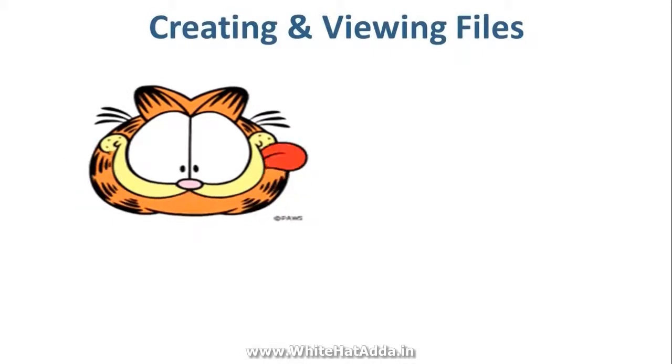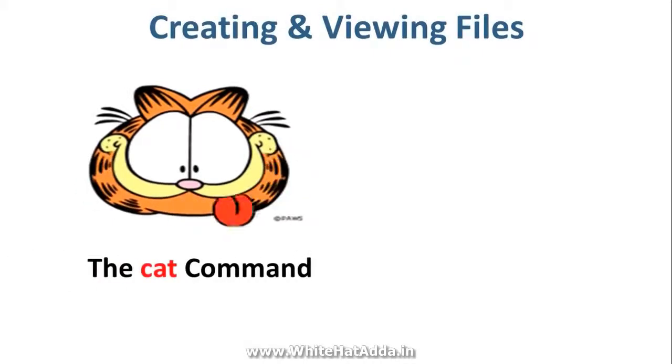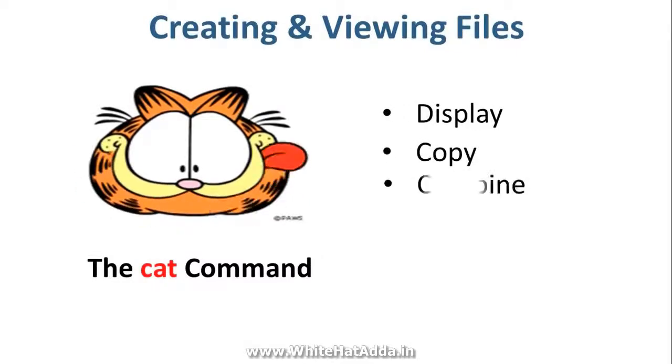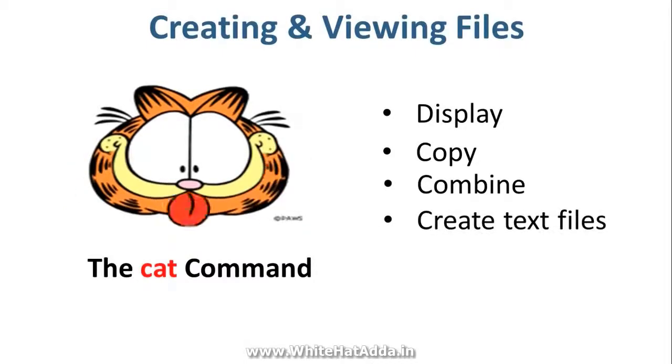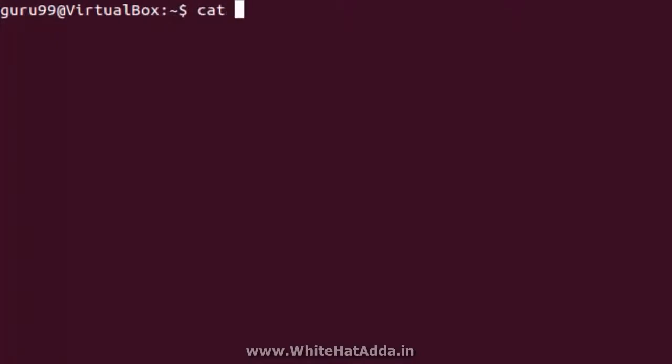When it comes to creating and viewing files, it's time to bring in the cat. The cat command is used to display text files. It can also be used to copy, combine, and create new text files. Let us see how it works on terminal. To create a new file, you need to type the following command on terminal, file1 here being the file that we will create. Once you have entered the command, terminal would prompt you to add the content. Let us add the content for this file.